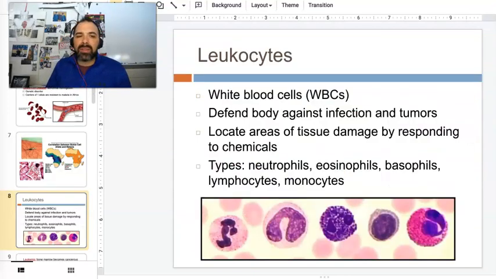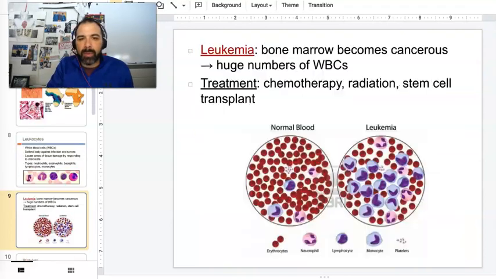Leukocytes are your white blood cells, or WBCs, and these defend the body against infection and tumors. They locate areas of tissue damage by responding to chemicals, so a chemical signal gets sent out. There are different types: neutrophils, eosinophils, basophils, lymphocytes, and monocytes. These are different types of white blood cells.